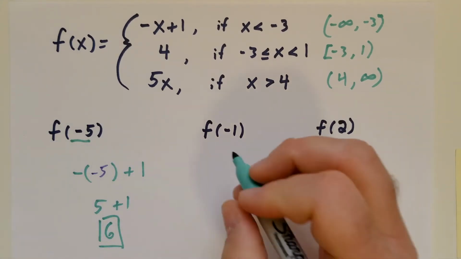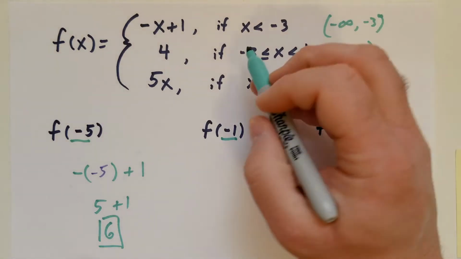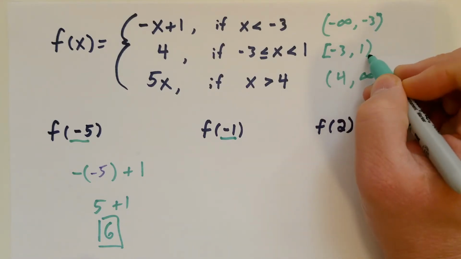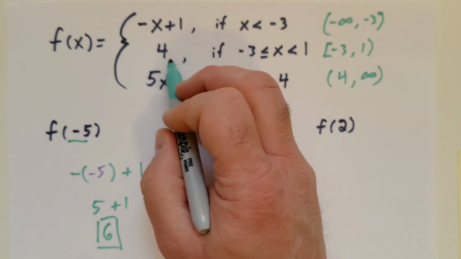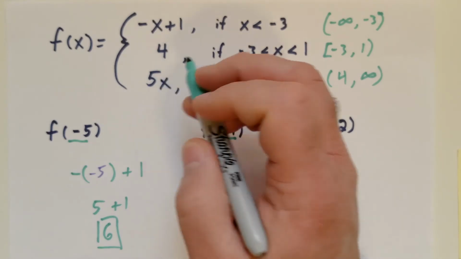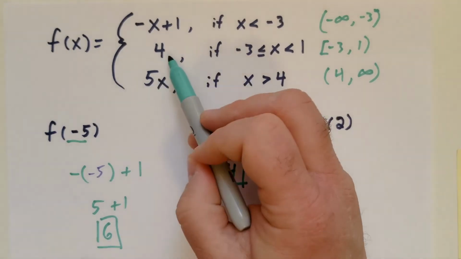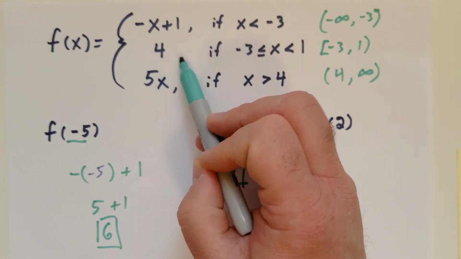We're asking about f of negative 1. We're going to ask ourselves, where does negative 1 fit in? Well, negative 1 is not less than negative 3, but it is between negative 3 and 1. So we look here to see what our answer is, and there's no actual place to put the input. Everything from here to here will just be 4. So there's no work to be done. This function tells you what the answer is because the input doesn't matter for this part of the function.